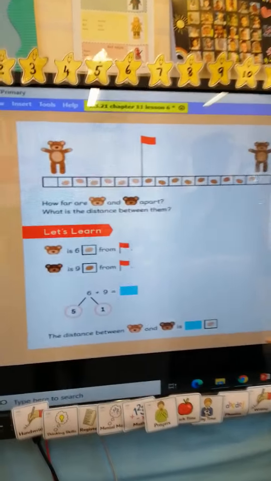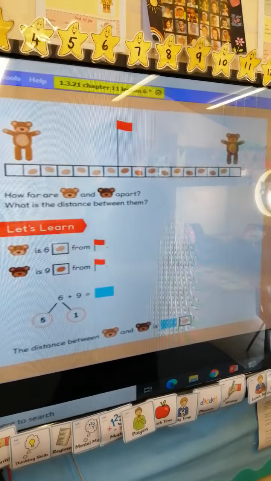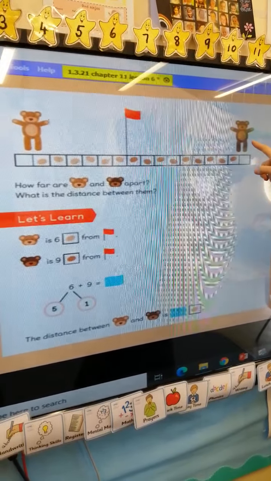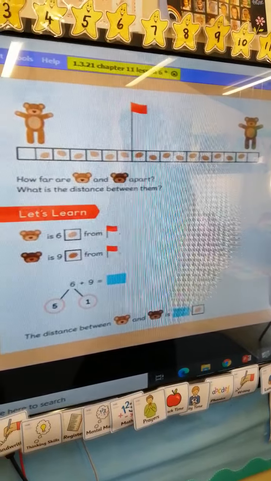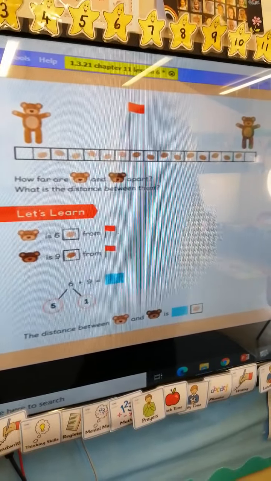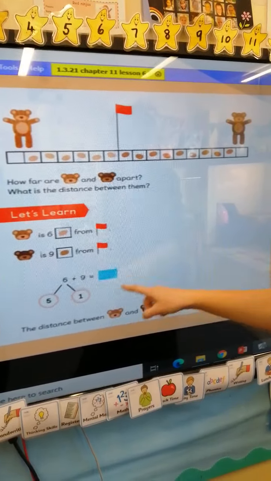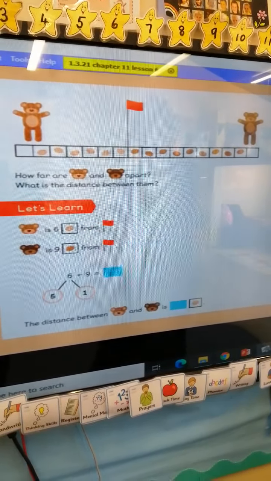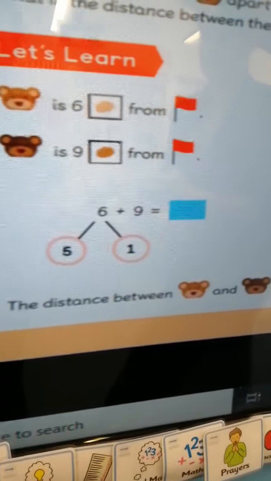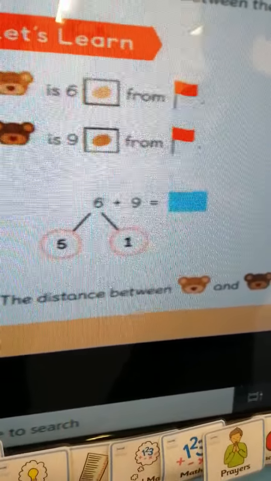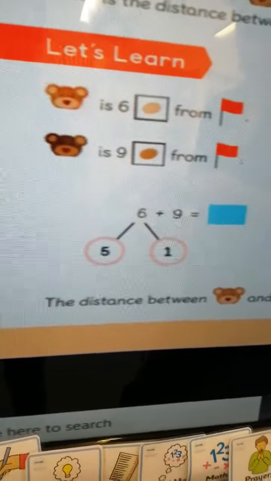Okay. Now, we've already worked out, haven't we, that this teddy bear here is 6 squares away from the red flag. And we've already worked out that this teddy bear here is 9 squares away from the red flag. And we also counted how many flags there were altogether. Now, this is really interesting here because we don't know this number fact off by heart, 6 and 9, do we? We don't know 6 and 9 is 15. We had to count in order to work it out.